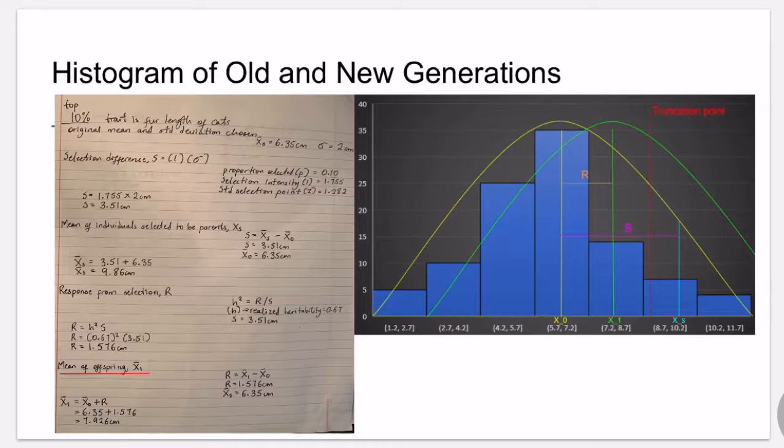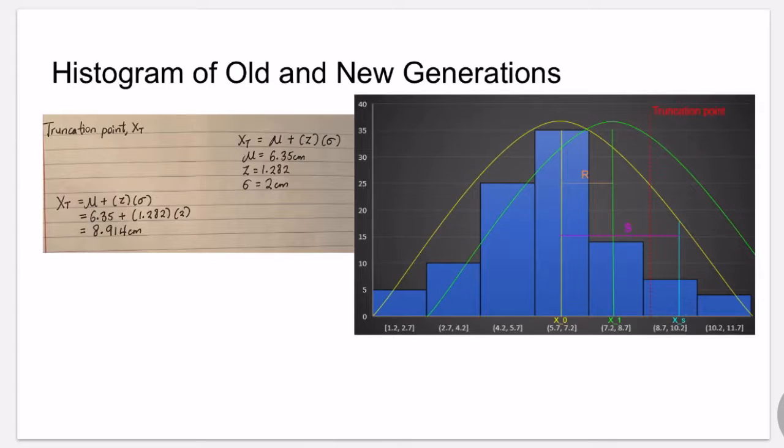To get the mean of offspring, x bar sub 1, we derive a formula from the response from selection formula, which was x bar sub 1 minus x bar sub 0, so the mean of offspring minus the mean of the original population. After deriving our formula, we can add the mean of the original population plus the response from selection to get our mean of offspring, x bar sub 1.